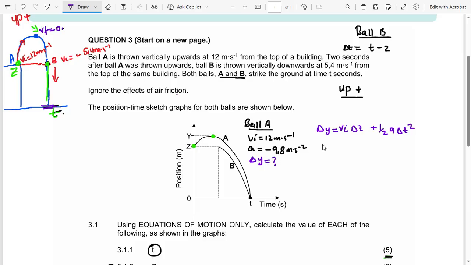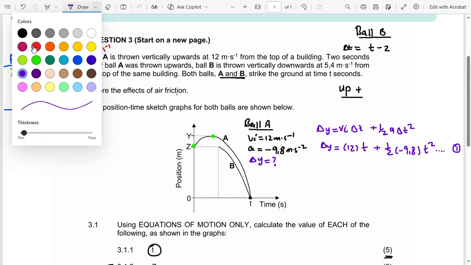Then when you do your substitution, delta y will be v initial, which is 12, times delta t. So what is delta t? They said that both balls strike the ground at time t. So the time it will take ball A to reach the ground is t. Where there's delta t, I'll substitute t. This is plus 1 over 2 times negative 9.8, multiplied by t squared. I'm going to call this equation 1.